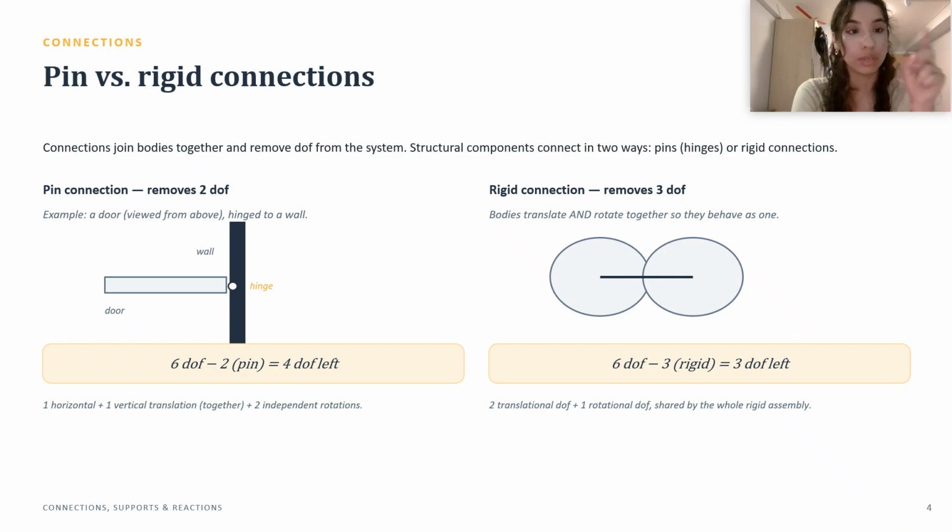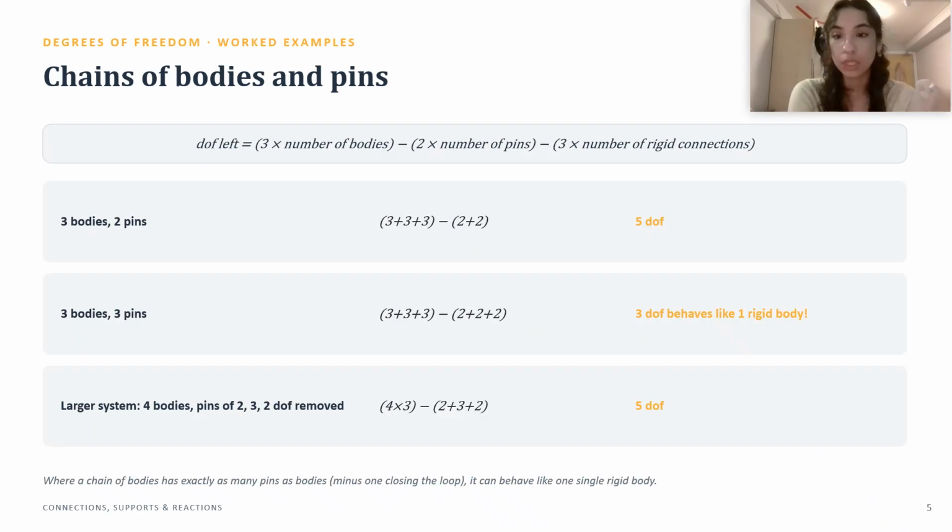You will do the degrees of freedom of that body minus 3 times how many rigid connections you have. We have 1 rigid connection here, so it's 6 minus 3, which gives us 3 degrees of freedom left. Right. Now, what if we have chains of bodies and pins?